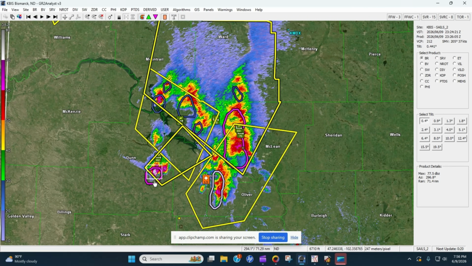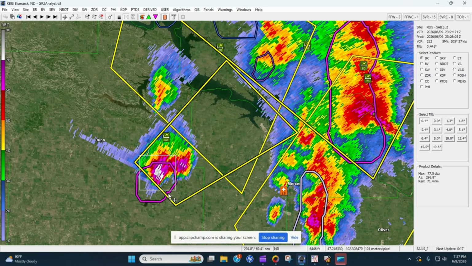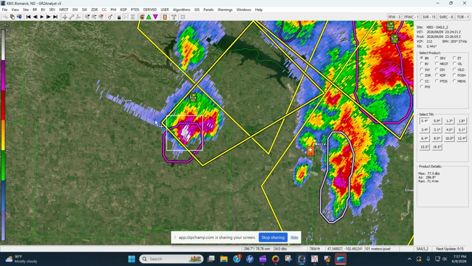And I wanted to show an interesting feature here. This is a classic three-body scatter spike. This is an artifact of the radar beam hitting hail in the storm. Hail is highly reflective. Part of the radar beam gets scattered down, hits the ground, bounces back up, hits the hail, and the radar paints that as this line that extends outward. Whenever you see a three-body scatter spike like this, that means there's hail in the storm.